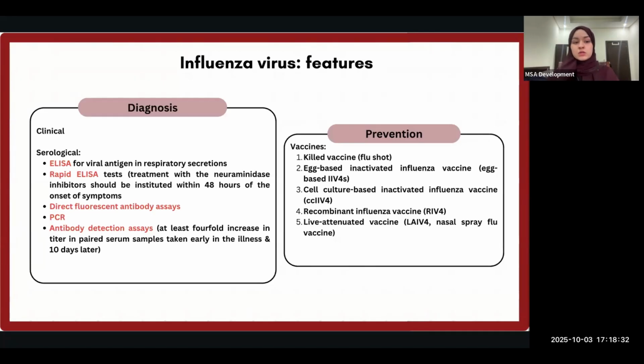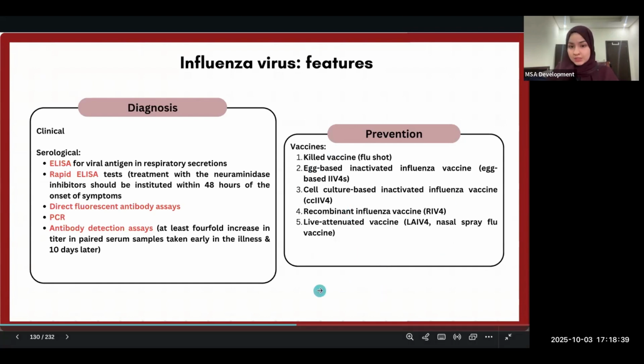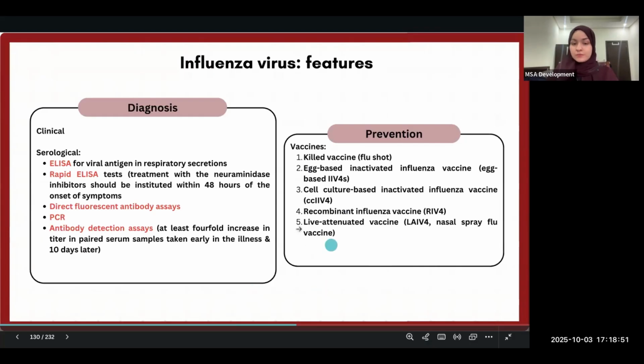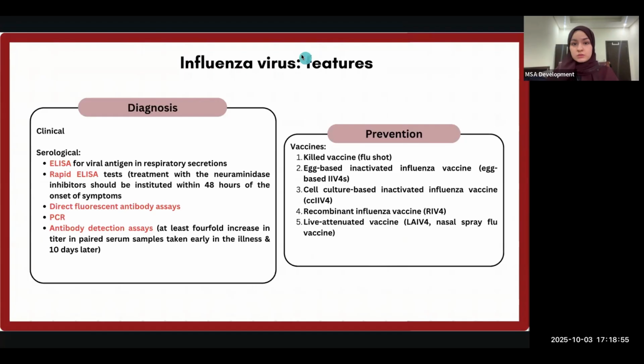Diagnosis, we use ELISA, rapid ELISA, PCR, all of this. Prevention, there is a vaccine. You have different types of configurations of the vaccine. It's either killed, egg-based, or live attenuated, recombinant, cell culture-based, different types of vaccines. So go over these. Hopefully for your MCQs, they'll help you, but not too important for OSPE, as I said.